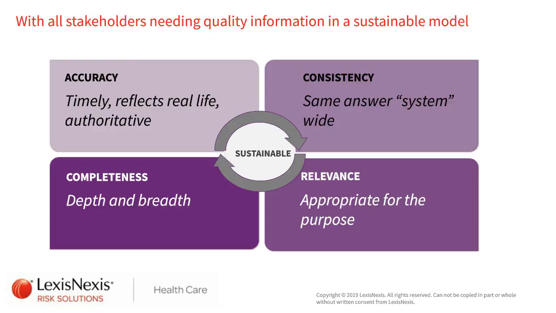And then there's relevance, which means appropriate for the purpose. And I always like to pick on address. Address is another one, right? An address might be fine for billing purposes, or for claims purposes, but it might not be fine for scheduling an appointment, that type of thing. And the final point here in the middle is sustainability, because achieving and maintaining a high level of quality is ongoing and extremely labor intensive. There really needs to be a sustainable model to keep up with that rate of change.